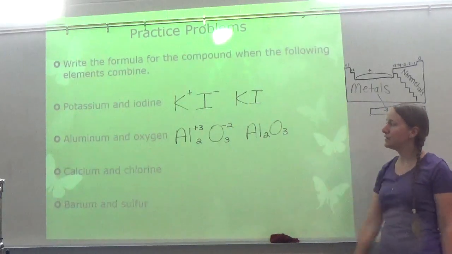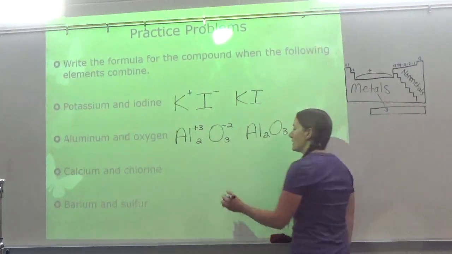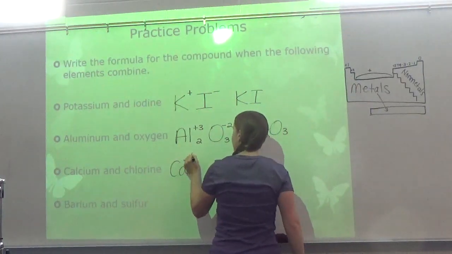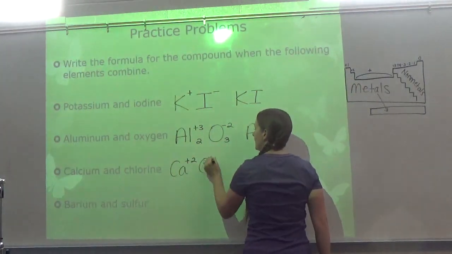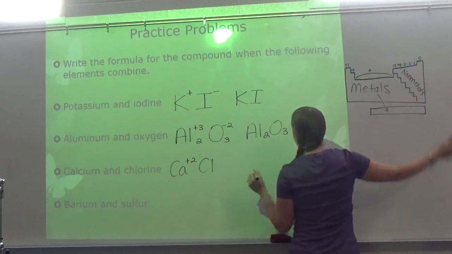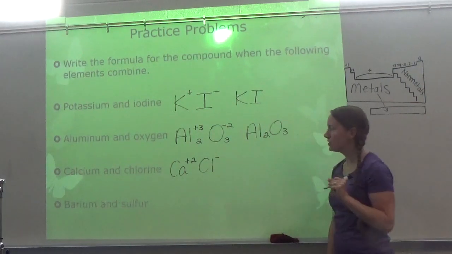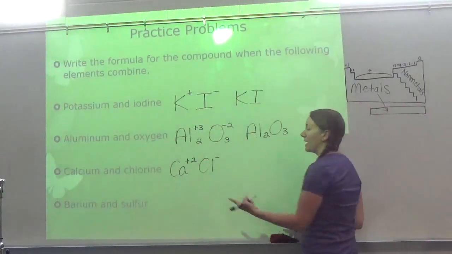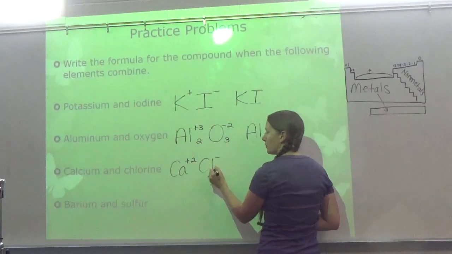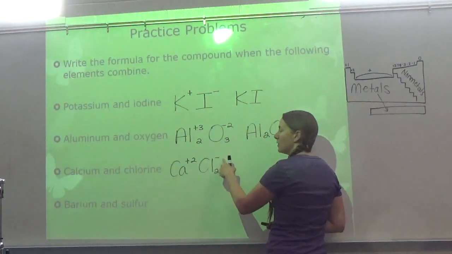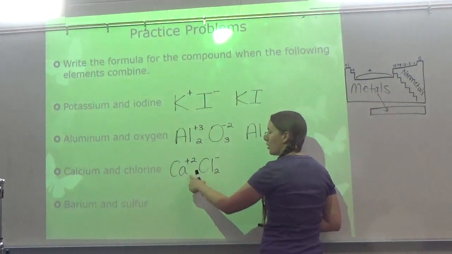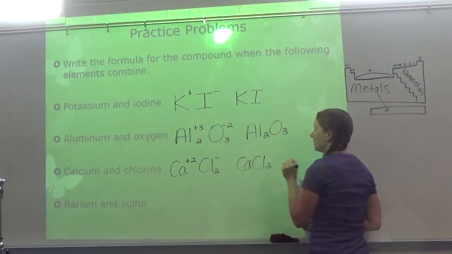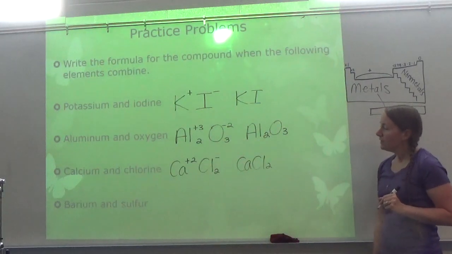All right, next one is calcium and chlorine. Calcium is Ca. It's in group 2, so it has a positive 2 charge. Chlorine is Cl. It's in group 17, so it has a negative 1 charge. So do a positive 2 and negative 1 cancel? No. So remember, I cross the number only. So I'm going to bring my 2 down. There is no number here. It's an understood 1, and I already have an understood 1 down here. So it becomes CaCl2. All right?